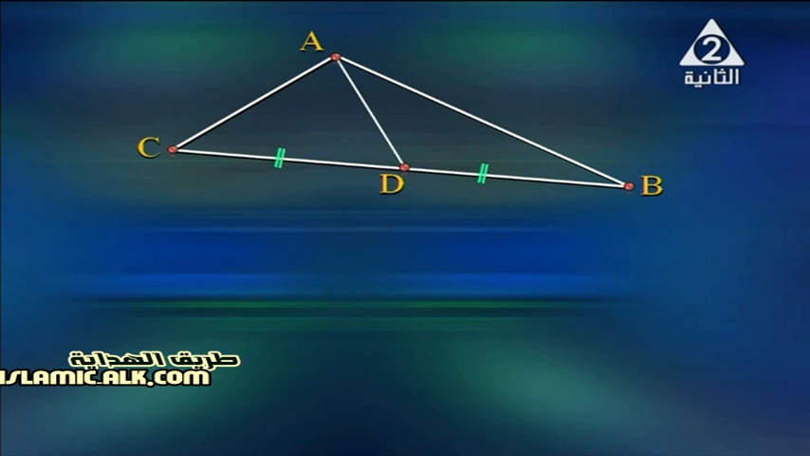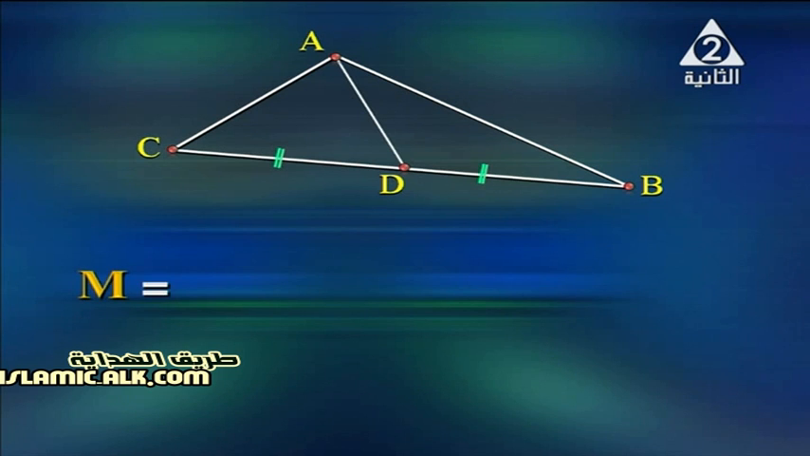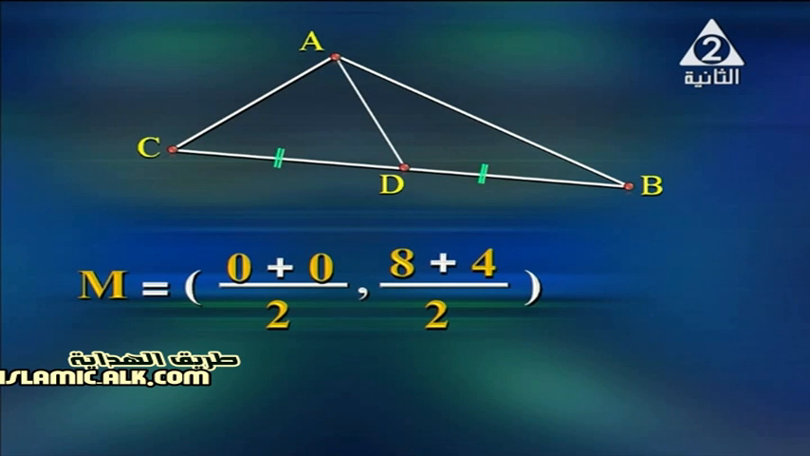Then, M will be the midpoint of AD. So, try to find the coordinates of the point M. Then let M equal (x, y). So, M equals (0 + 0)/2 and (8 + 4)/2, to obtain a result as (0, 6).